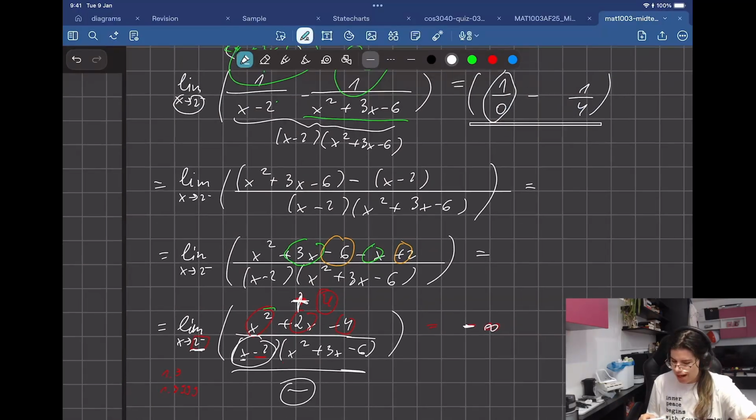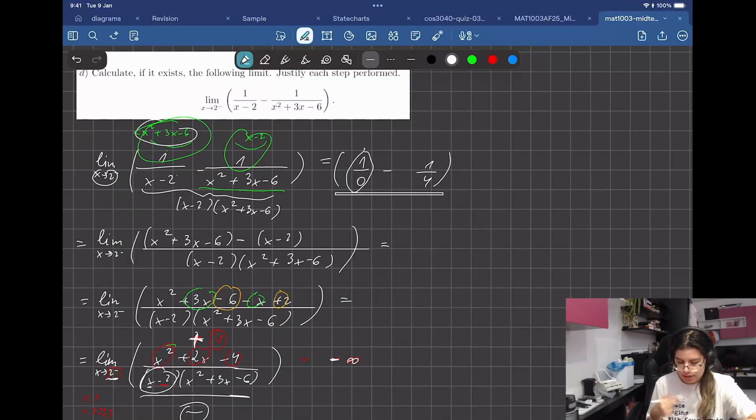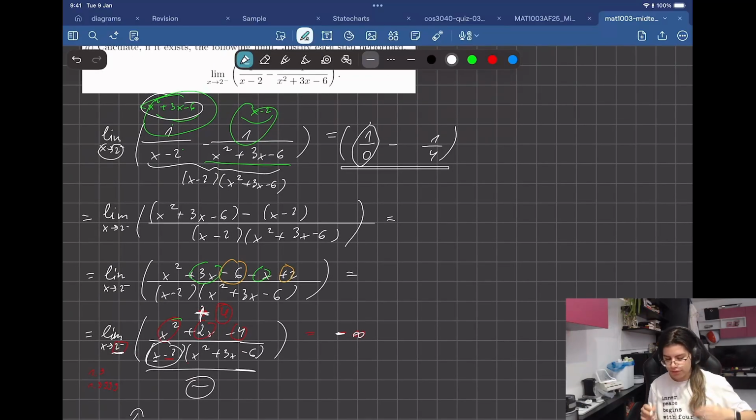I think that's one of the harder problems, or at least in my opinion, it's kind of harder. I need to know how to find the common denominator, which is high school stuff, but this part here is not high school, so you need to be very careful with it.